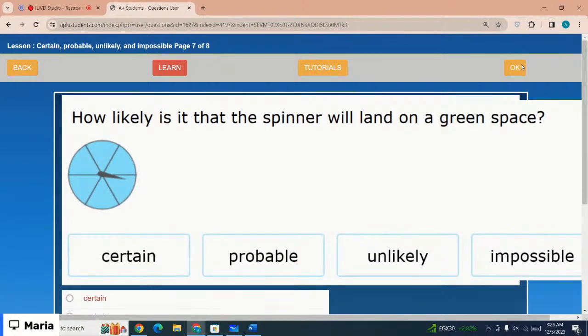How likely is it that the spinner will land on a green space? Which is the correct option? Certain, probable, unlikely, or impossible. Which is the correct option?